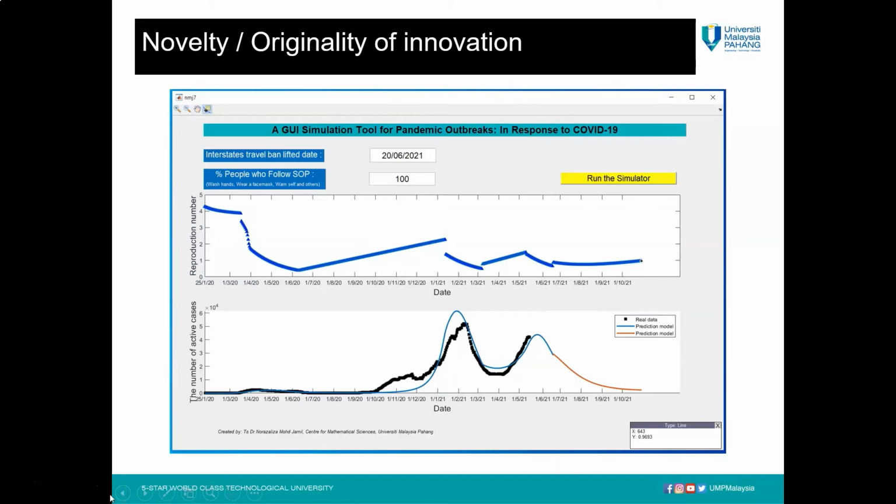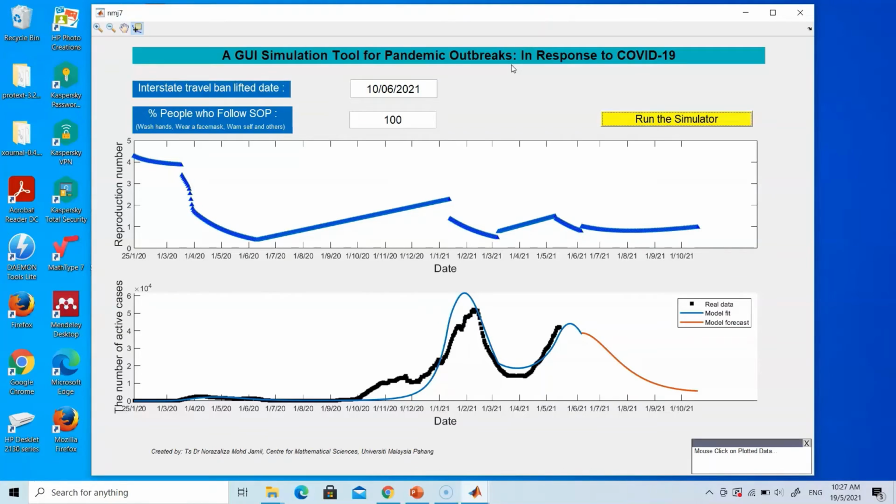We created the first complete, fully integrated, improved mathematical model with graphical user interface (GUI) for the COVID-19 outbreaks in Malaysia. In the GUI, a user can change the interstate travel ban lifted date and the percentage of people who follow the SOPs. After the user hits the Run button, the projection graph of the number of cases and its corresponding reproduction number will appear.